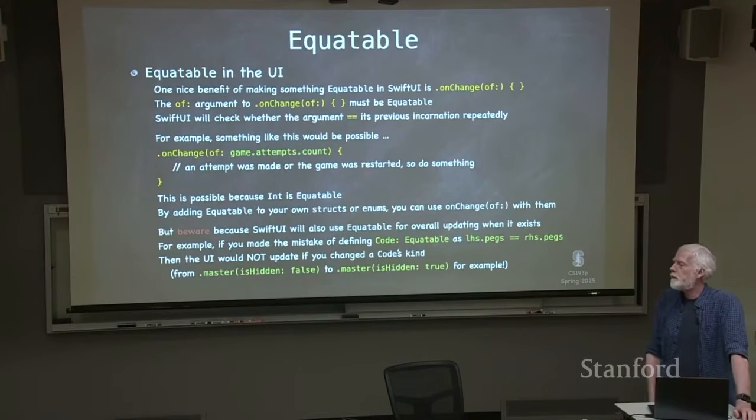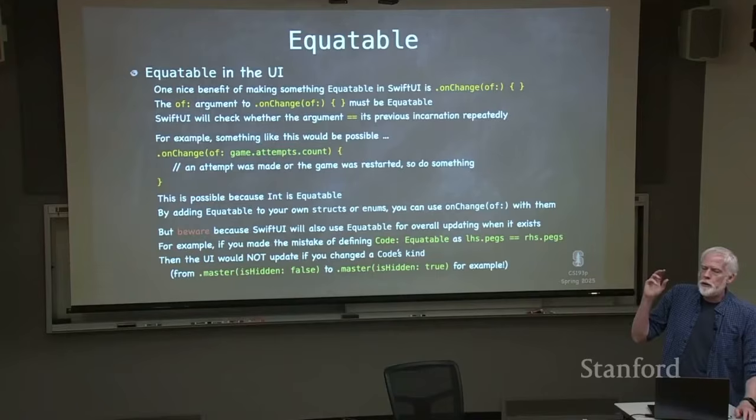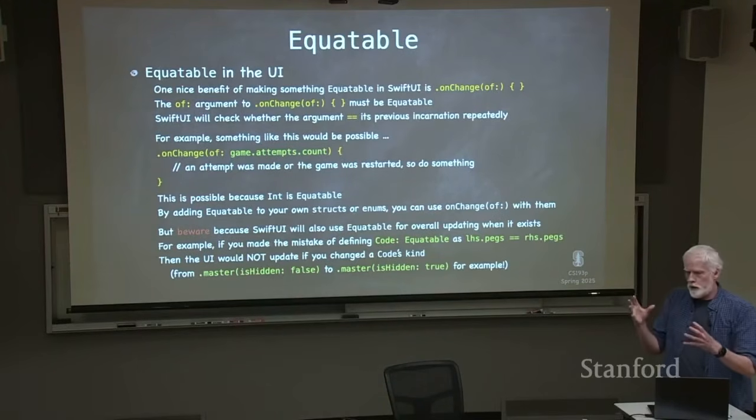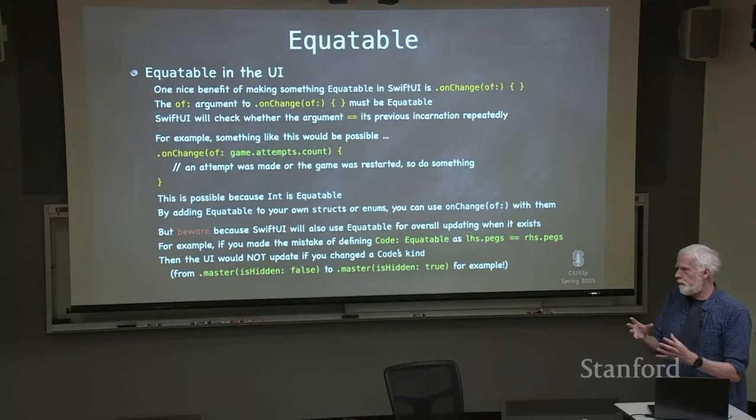So in general, do you want all of our structs to conform to equatable for UI update? Great question. The question is, would it be a good idea if all of our structs in our model implemented equatable, to help the UI be as efficient as possible? And the answer is no. We definitely don't want to do that.